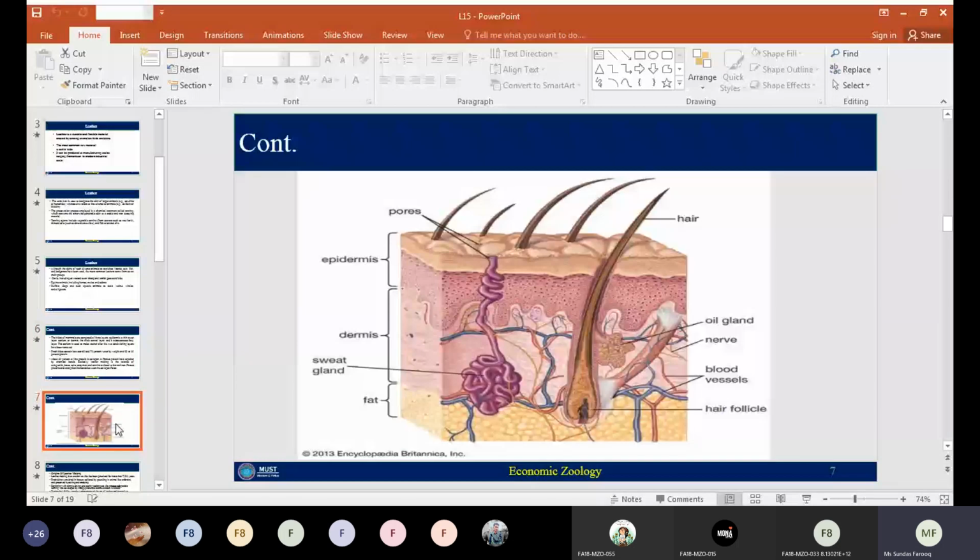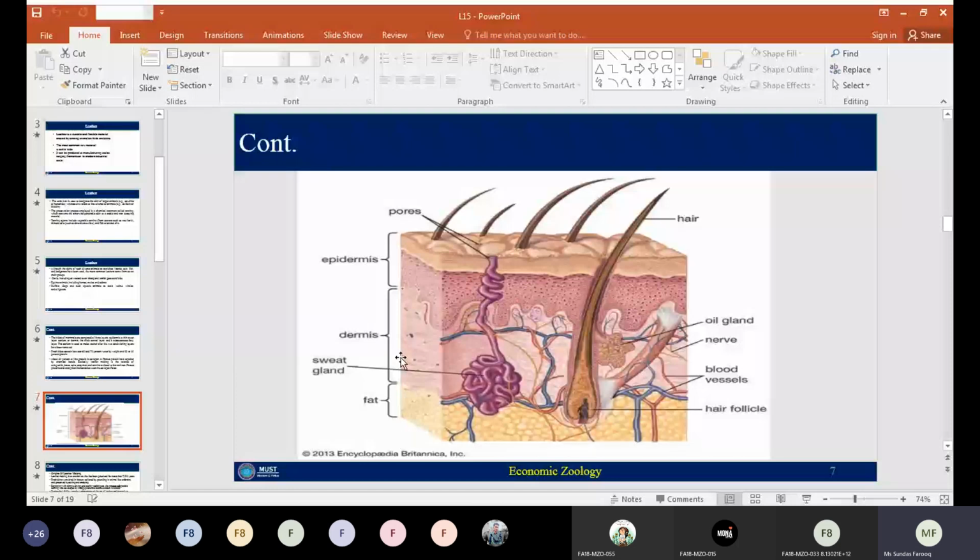In the next slide you can see the basic structure of skin, which has different parts. Next we have the epidermis, dermis, different types of sweat glands and fats. And in terms of leather production, the skin layer that is of much significance is the dermis. It means the epidermis and fat are not important ingredients for the leather formation.